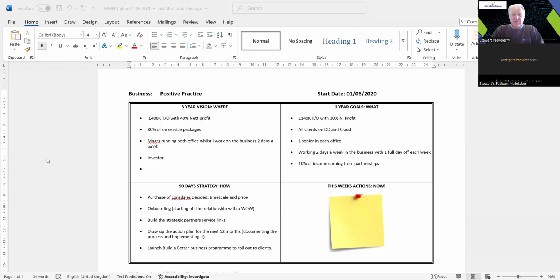If you can't actually think of anything, go back to your 90-day action list and say which one's the most urgent, which one's the most critical to your success. What actions do you need to take this week to make that happen? So that's the outline of the 90-day business action plan, the WWHN plan as I know it.